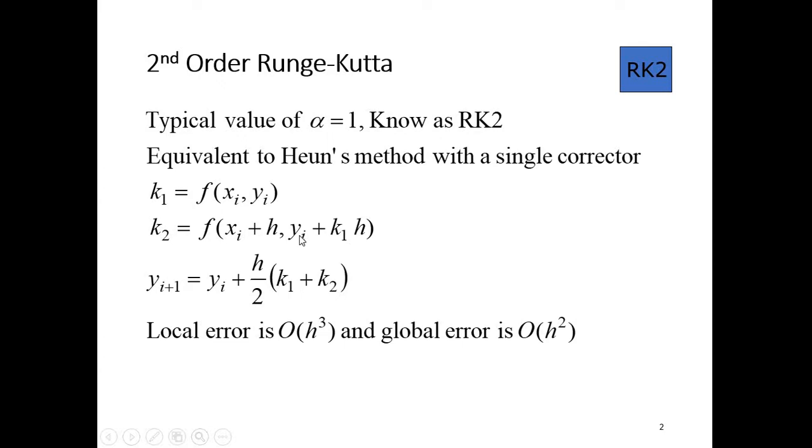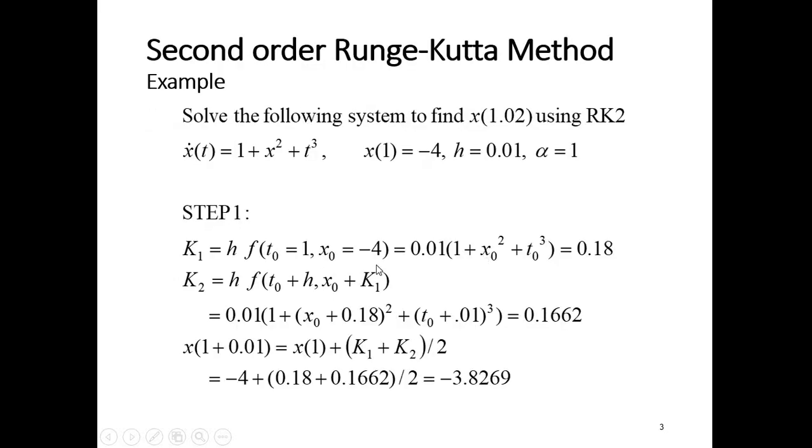This method is closely related to this one, where k1 is equal to f of xi, yi, and then your k2 is f of xi plus h, yi plus k1 h, where k1 is this one, and then your yi plus 1 is equal to yi plus h over 2 times k1 plus k2. Alright, so let's look at an example of how you apply these formulas.